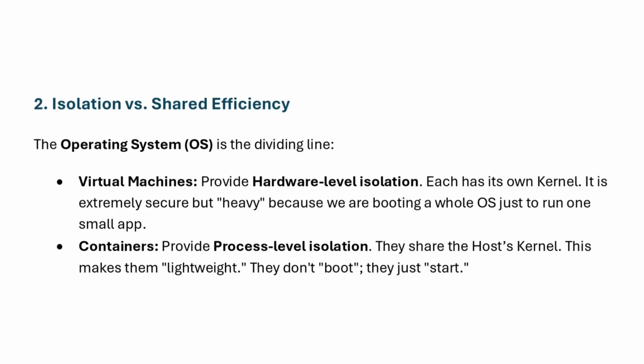What is isolation versus shared efficiency? The operating system, the OS, is the dividing line. Virtual machines provide hardware-level isolation. Each has its own kernel. It is extremely secure but heavy, because we are booting a whole operating system just to run one small app.